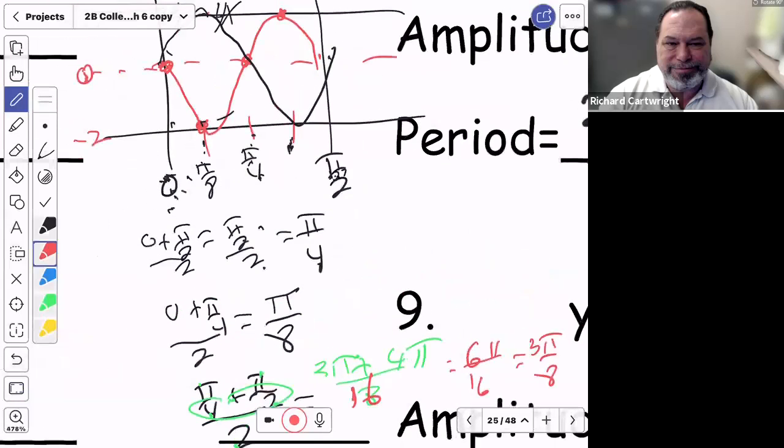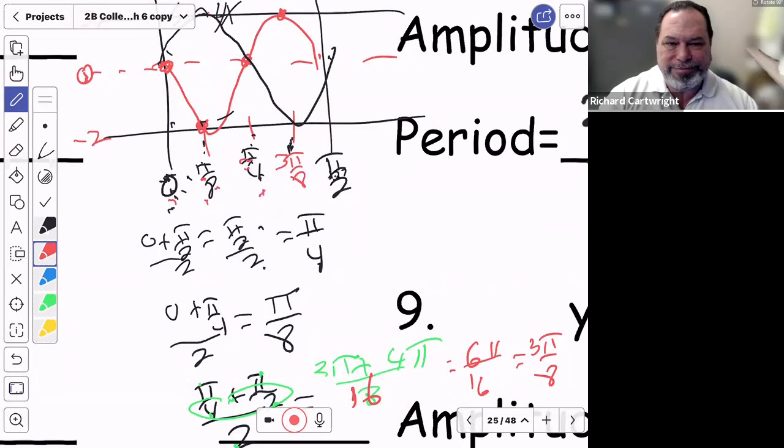So 3 pi over 8 is that last one. Check this out though. 0, add pi over 8. Add another pi over 8. Pi over 8 plus pi over 8 is 2 pi over 8, reduces to pi over 4.